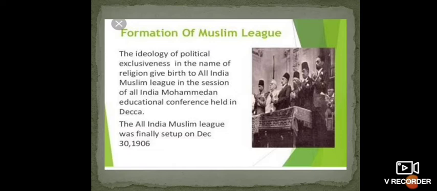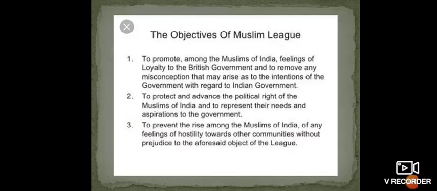So that is just a repetition, but for you to better understand, I've put a picture out here. See, what were the main objectives of the Muslim League? There were basically three main objectives of the Muslim League. It's very similar to your textbook as well.